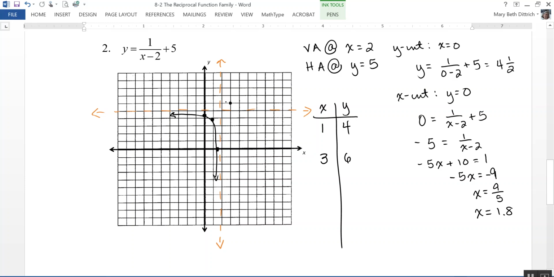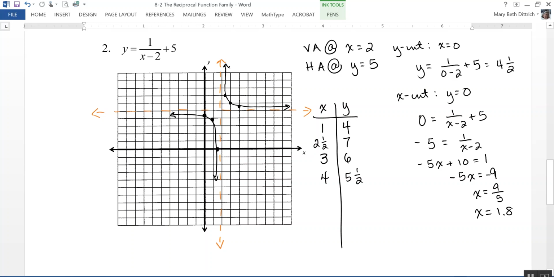I think I'd like one a little bit closer, something up here. So when x is 2.5, y is equal to 7. So that's kind of nice. And then let's do 4. How about when x is 4? Plugging that in, I get that y is 5.5. So when x is 4, y is 5.5, and that's really good because that's approaching my asymptote right there.